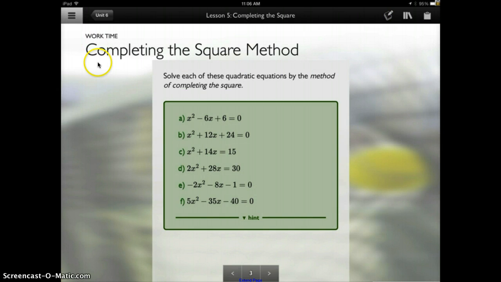Now slide 3, it says work time, completing the square. We'll give you guys 1 to 2 minutes each, so 1.5. There are 6 individual boxes there. If you're stuck, I'm going to solve A, C, and E, and I'll put them on here really quick in case you get stuck, but B, D, and F are yours.